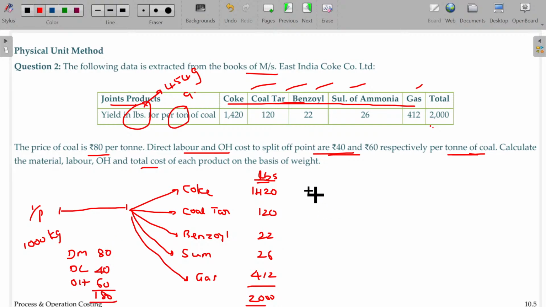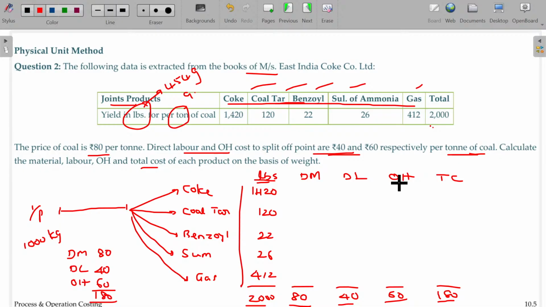Now you have to calculate the direct material cost for every item, the direct labor cost for every item, the overhead for every item, and the total cost being the summation of the three. So direct material cost up to the split-off point is 80, this is 40, this is 60, and finally this is 180. Physical unit method. So 80 divided by 2000 into 1420. You can do the cross multiplication using the same ratio. In this ratio, you have to segregate all. 80 into 1420 divided by 2000.